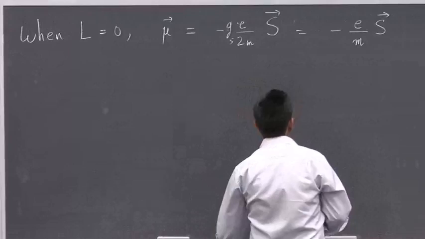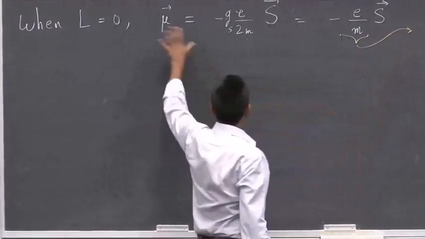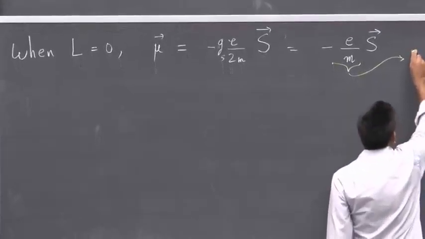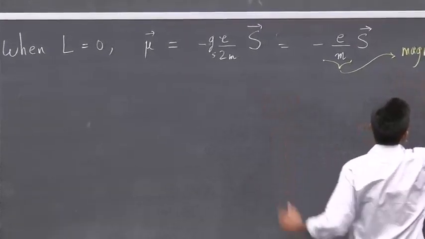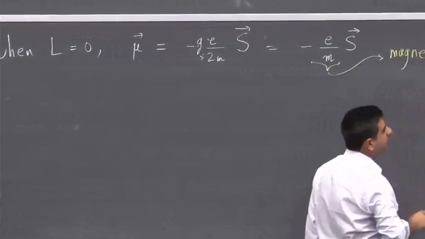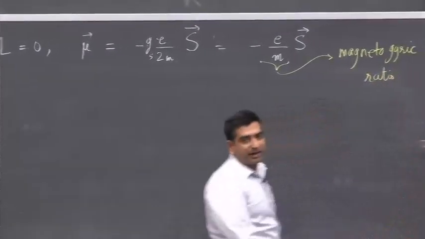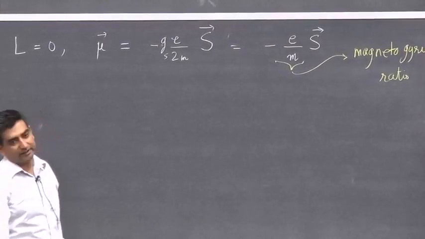This constant, which relates the magnetic moment with the angular momentum, is also called the magnetogyric ratio. Magneto for magnetism, gyric for orbital motion. The magnetogyric ratio. This is the proper SI name for this ratio. It's also called the gyromagnetic ratio.